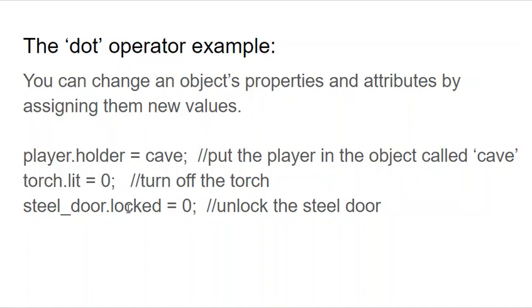Right. So think of 0 being false, 1 being true, or 0 being no and 1 being yes. So is the torch lit? No. Is the steel door locked? No. So that's how you access the properties and attributes of an object. You just have the object's name, dot, and then the property or attribute that you want to change.